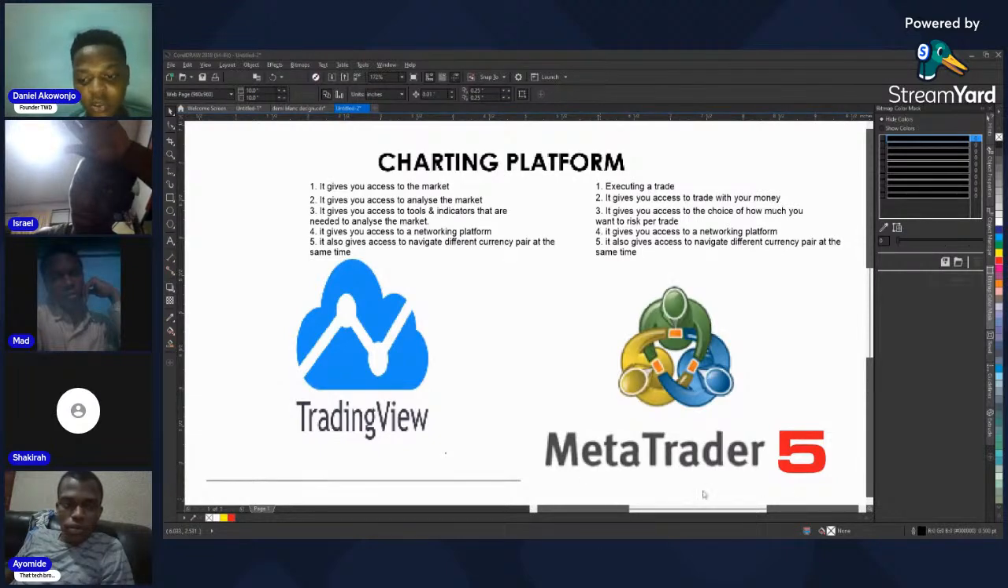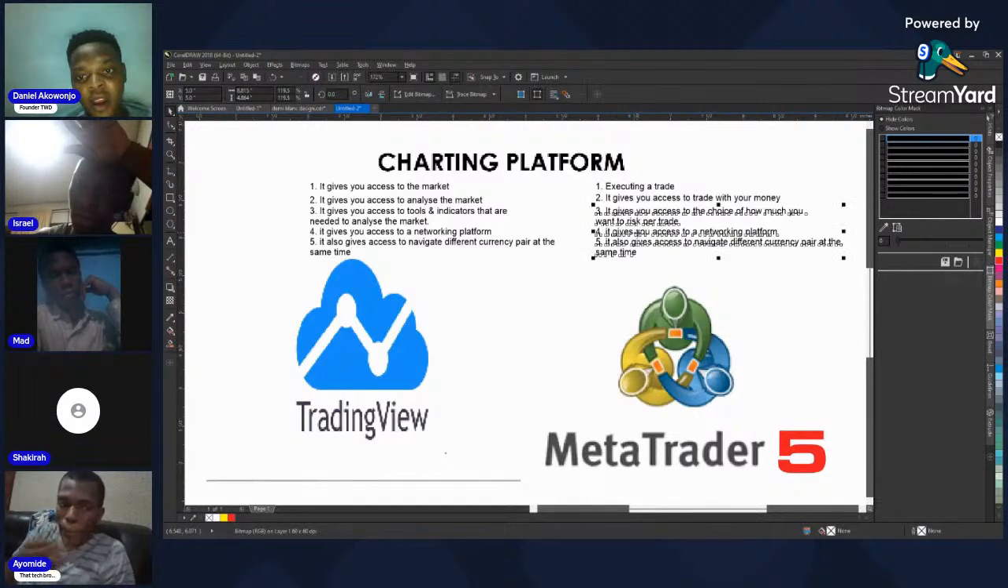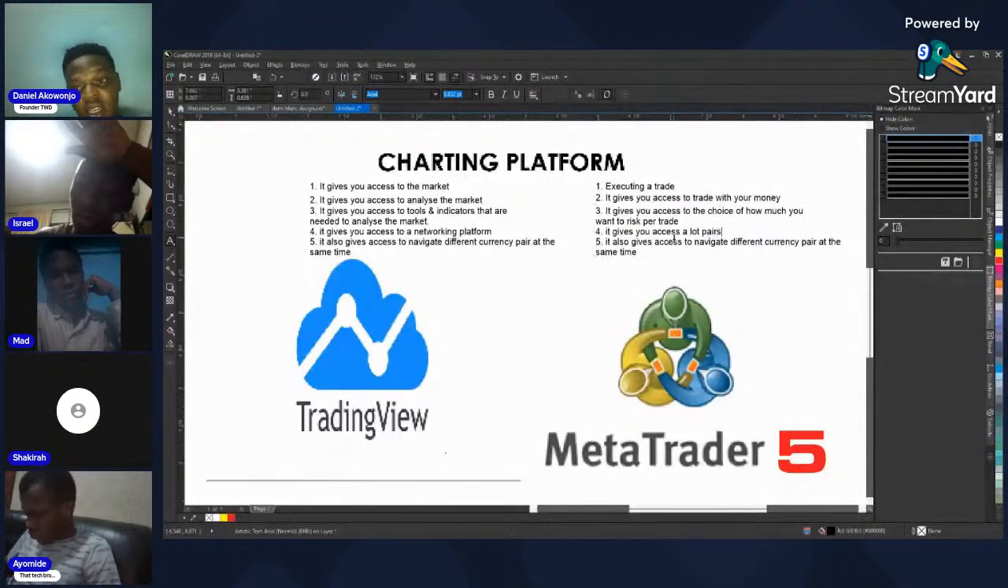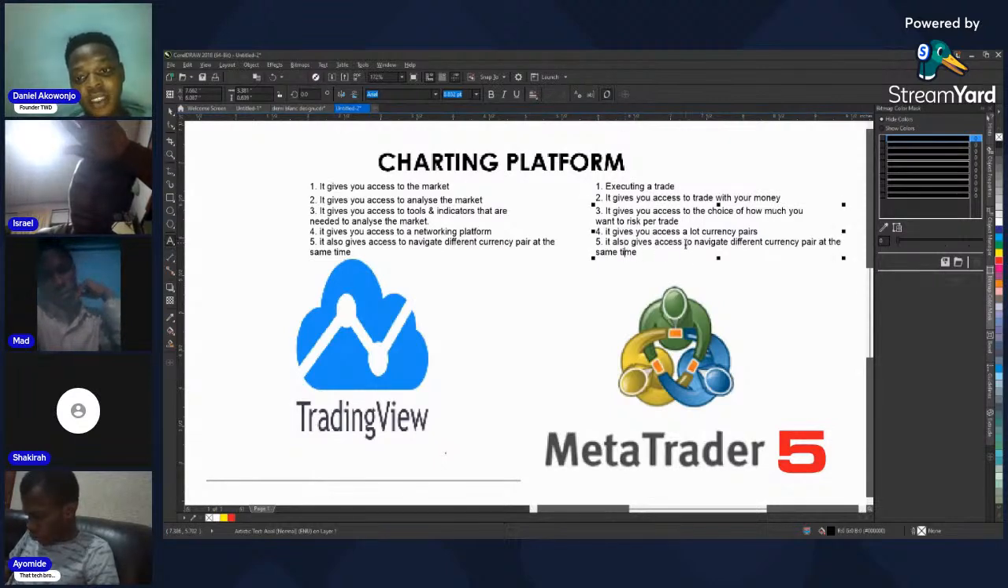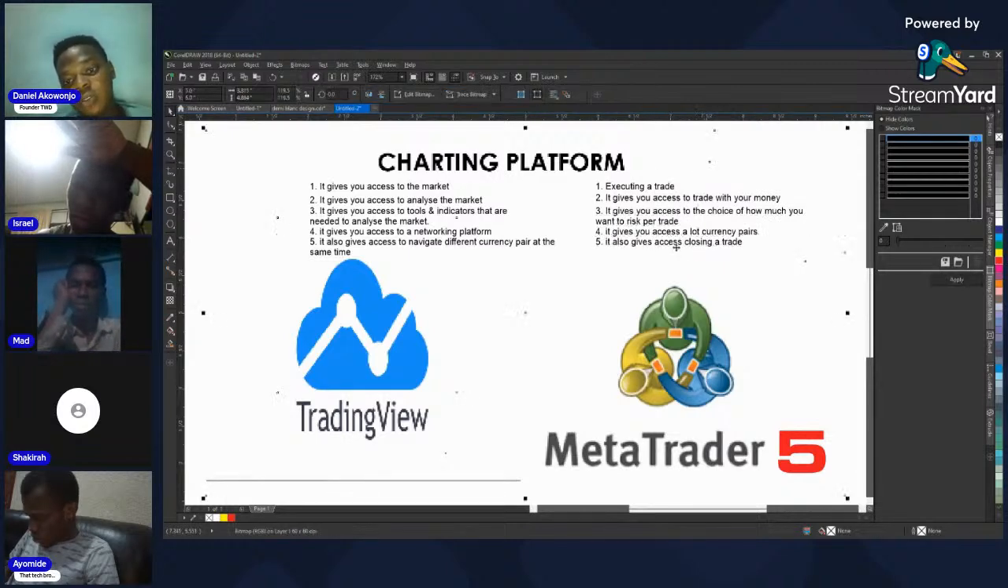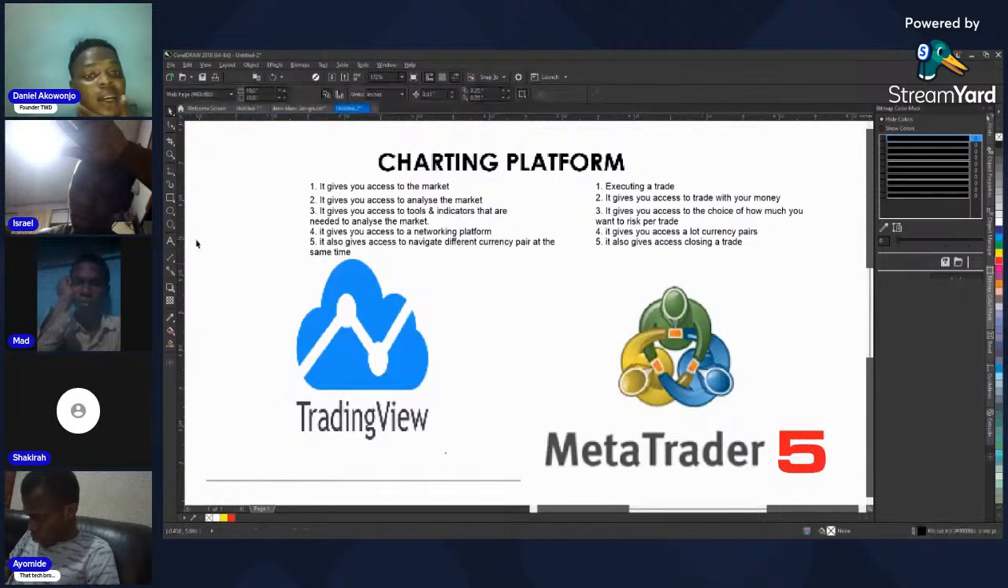So let me quickly rush through what we can do on MT5 as well. It gives you access to a lot of currency pairs. It also gives you access to executing a trade, and to closing a trade when a trade is executed. It's important that you know all of these things because they are important.